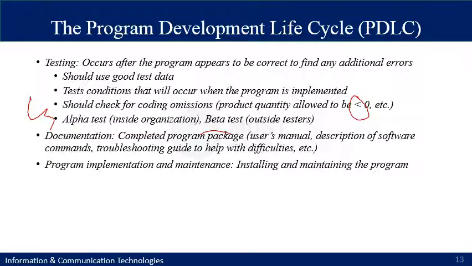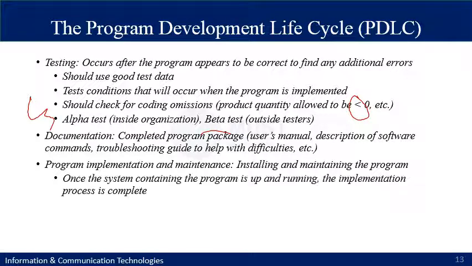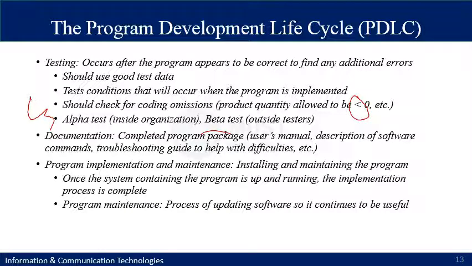The final phase of the program development lifecycle is program implementation and maintenance, which requires installing and maintaining the program. Once the system containing the program is up and running, the implementation process is complete and the program maintenance process starts. It is the process of updating software so it continues to be useful, and it usually results in an amended program or updated versions of your program.